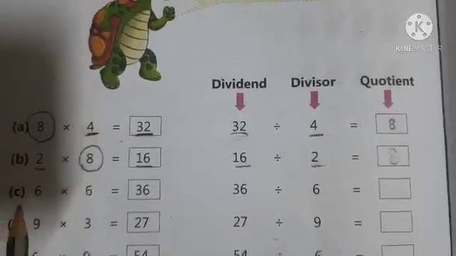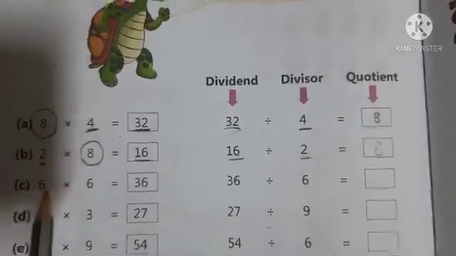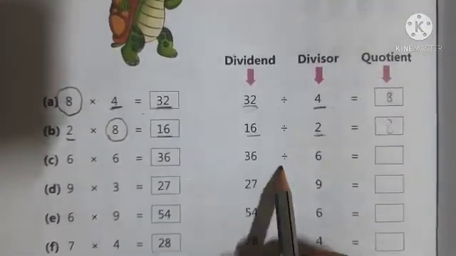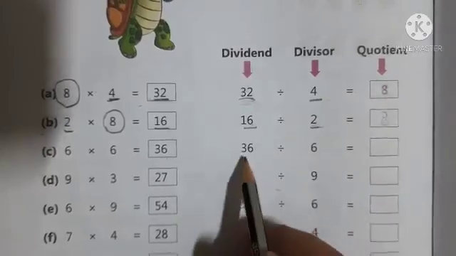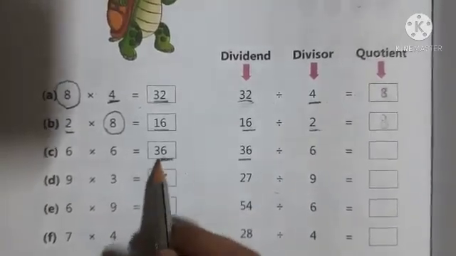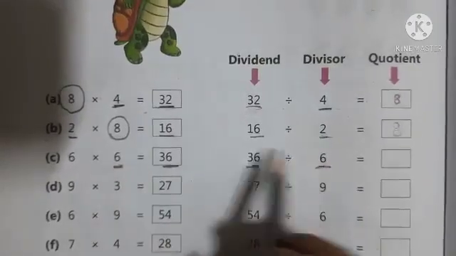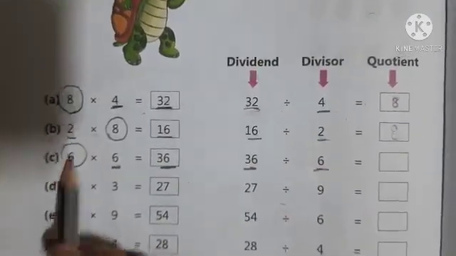Now let us take the third one. 6 multiplied by 6 is 36. 36 divided by 6 is how much? 36 and 36, these both are dividends. 6 and 6, these are divisors, and this 6 is the quotient.